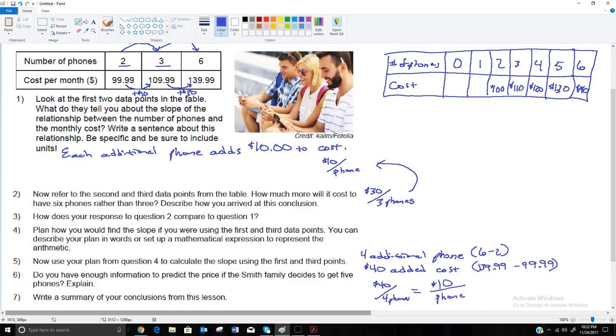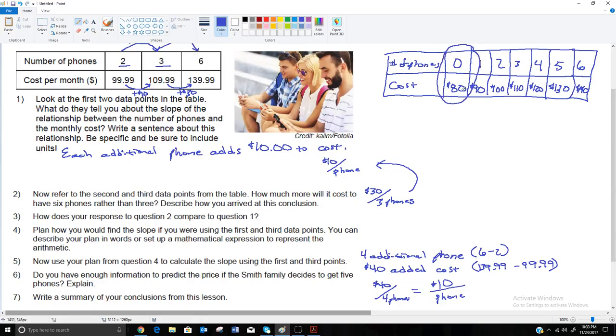You could either get that by adding 10 two times from the 3, or you could go back $10 from the 6. As we go this way, it should increase $10 each time. As we go this way, it should decrease $10 each time. So one phone would cost us $90. And for this plan, which again is a little outdated, if we go back 10 for no phones, it would cost us $80.